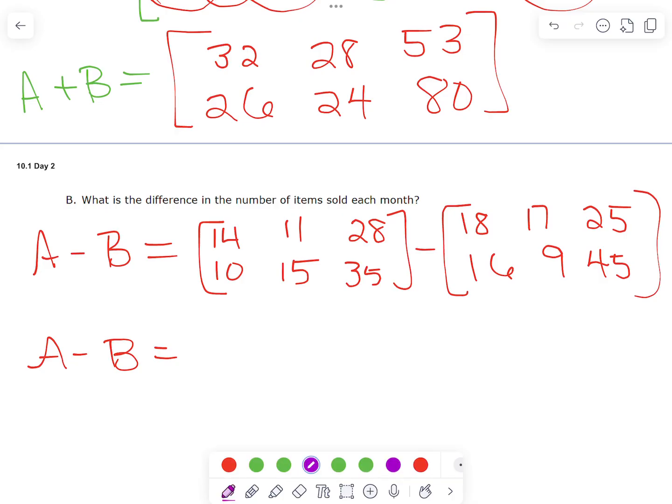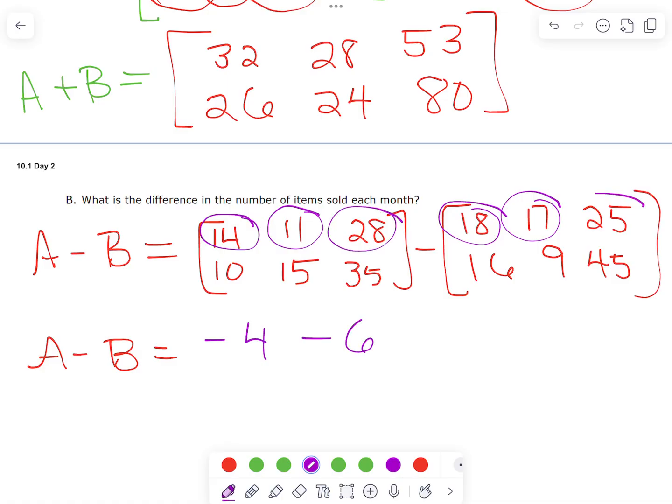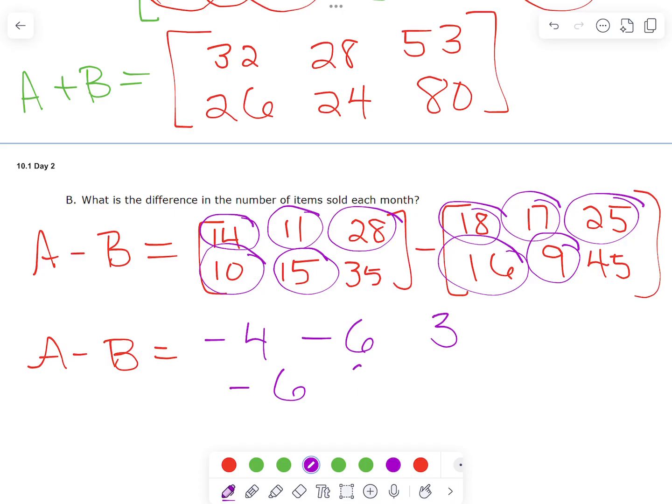I'm just going to change pen colors here. So 14 minus 18 is -4. 11 minus 17, -6. 28 minus 25 is 3. 10 minus 16, -6. 15 minus 9 is 6. 35 minus 45 is -10.